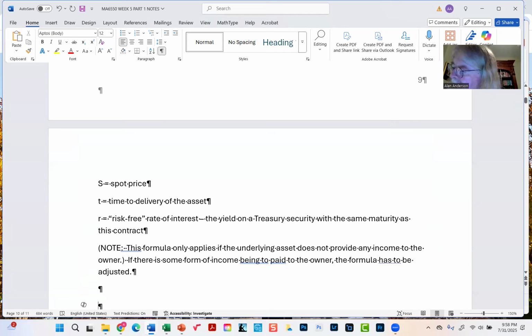Okay. Now, I do want to mention here that in this chapter, we're going to also look at futures contracts, which have a lot of similarities, but there's a lot of really important differences. So this is where we're headed.